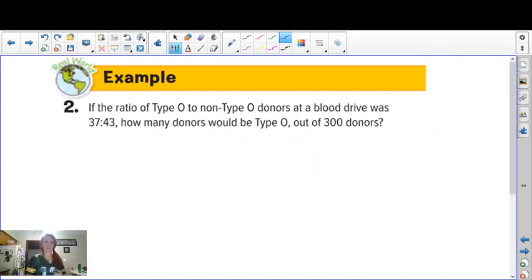If the ratio of type O to non-type O donors at a blood drive was 37 to 43, how many donors would be type O out of my 300 donors?